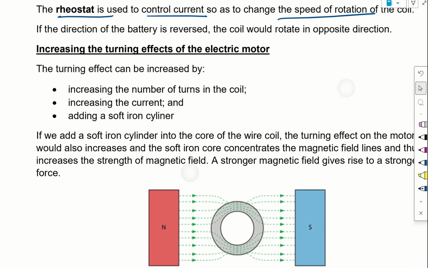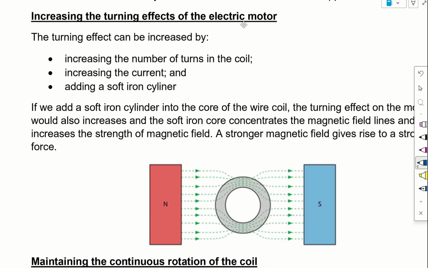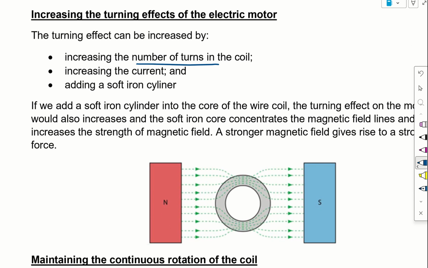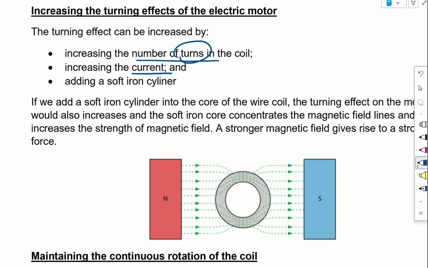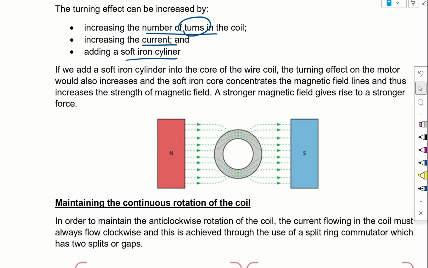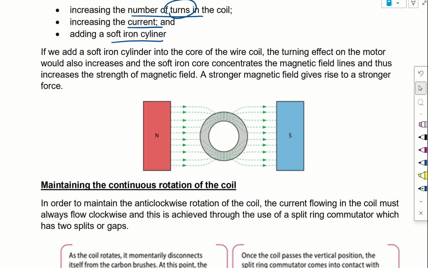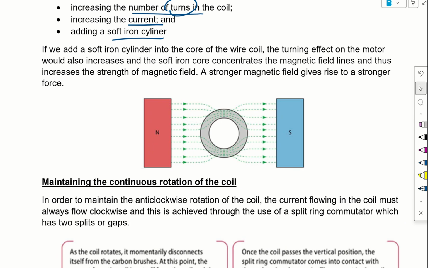So how can we increase the turning effect of the electric motor? Increase the number of turns in the coil. Please do not write increase the number of coil, it is the number of turns in the coil. Increasing the current, of course, and adding a soft iron cylinder. What's the purpose of adding a soft iron cylinder into the core? Because the soft iron, as we have covered in previous parts, is able to concentrate the magnetic field lines.